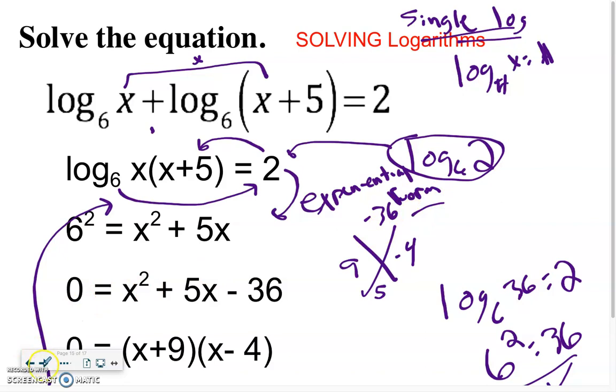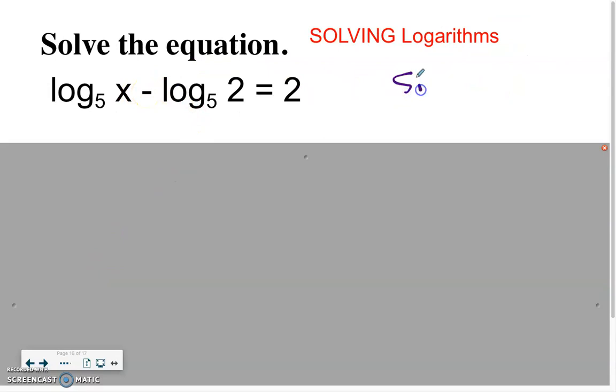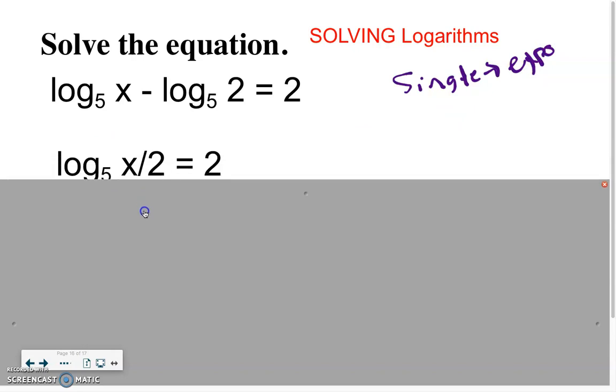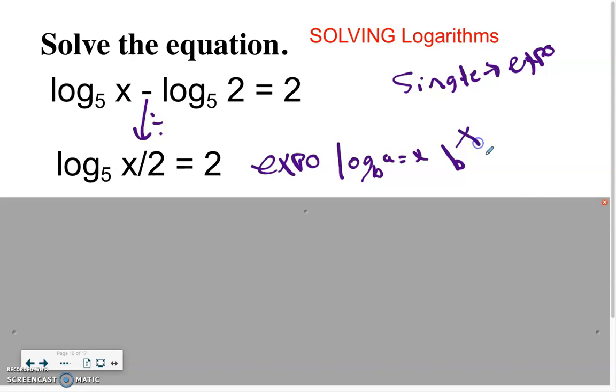So looking at this next one here, this last one we're talking about, again, we have a single log. When I see a single log, I know I need to be thinking exponential form as fast as I can. But I can't do that until I have a single log, so I change this to log base 5 of x over 2. Again, subtraction means we divide. I change this to the exponential form. So loop and swoop: log base b of a equals x means b to the x power is equal to a.